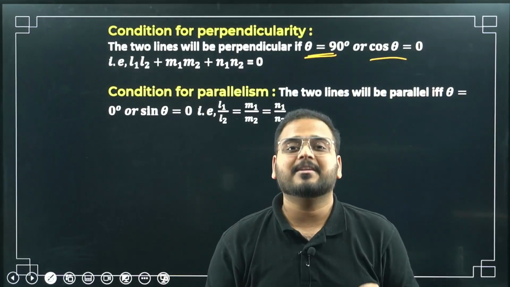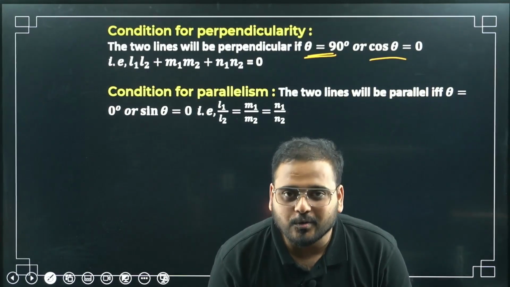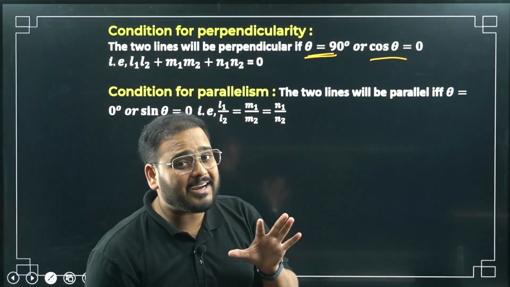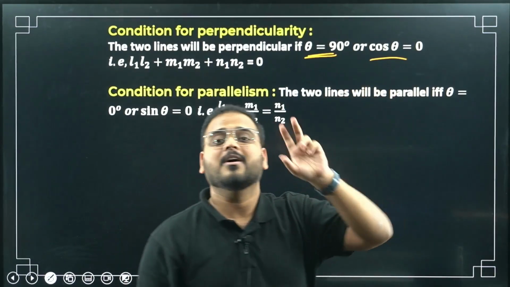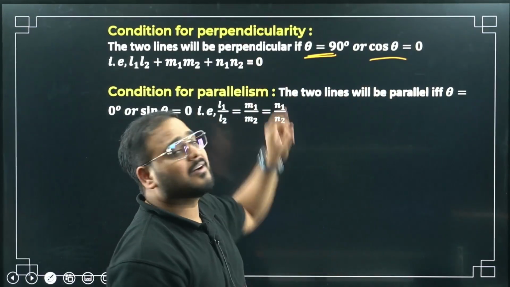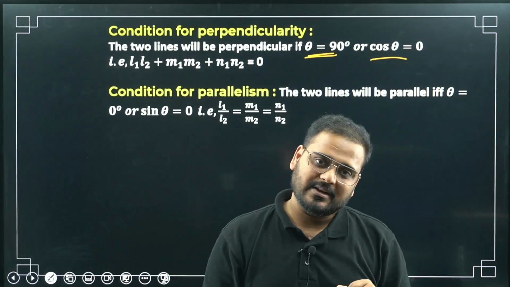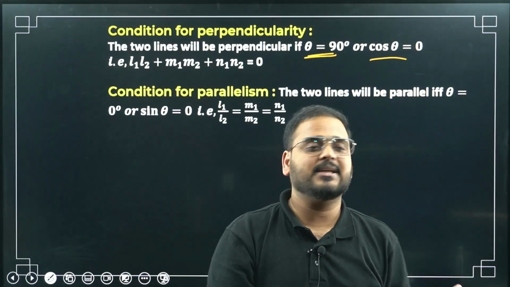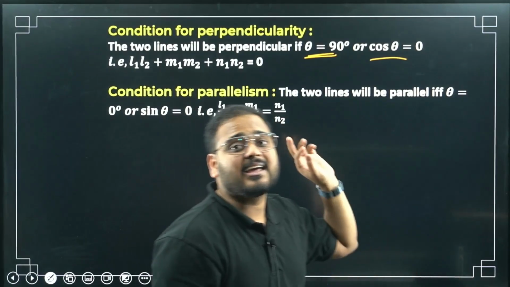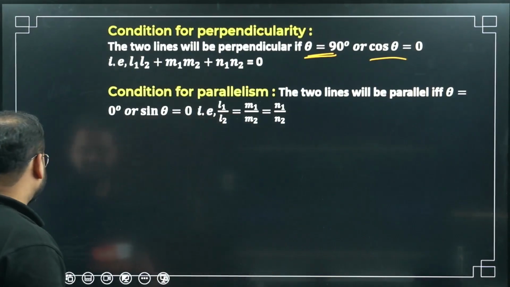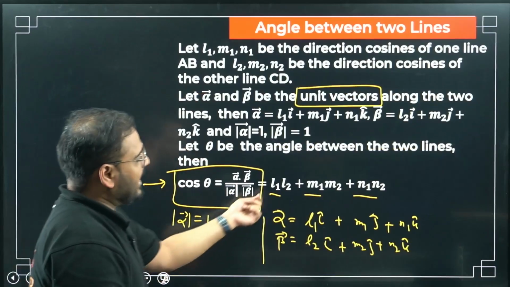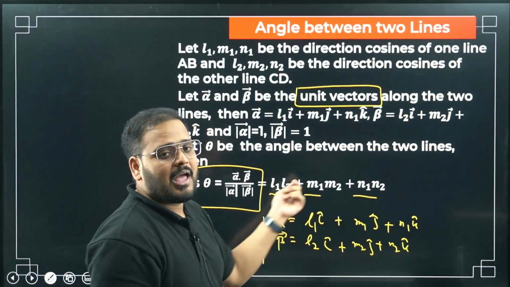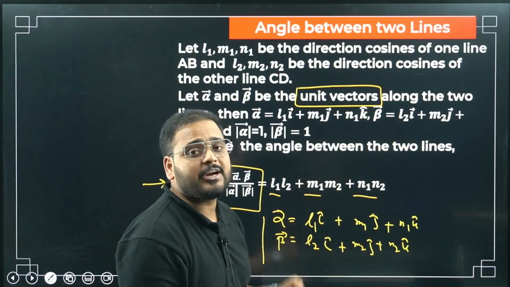Cos theta will be where? Present in the dot product only. It means the result that I obtained from the cos theta or from the dot product can be used to verify the conditions for perpendicularity. Correct? Because cos theta will be 0 for perpendicular lines. For that reason, I can directly use this condition. Please check. I can directly write l1 l2 + m1 m2 + n1 n2 = 0.